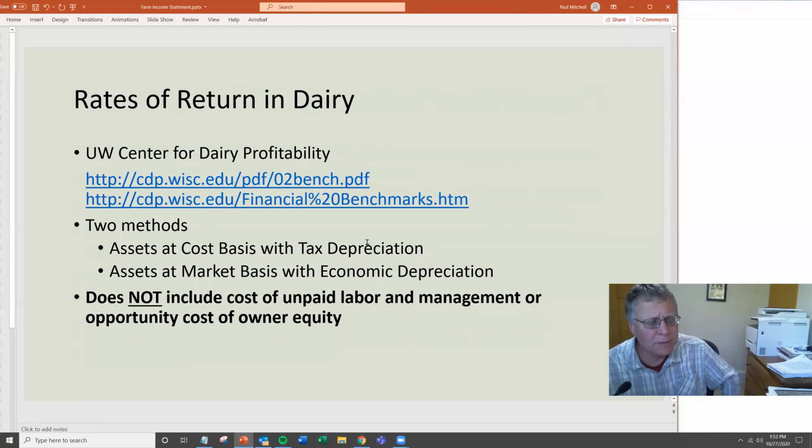Specific ones. They're on the webpage. But let's look at the data to see how a farm's been doing over time. We're going to start with some older stuff, and we'll do some dairy stuff, and then we'll come back and do some newer stuff. But here's the UW Center for Dairy Profitability.